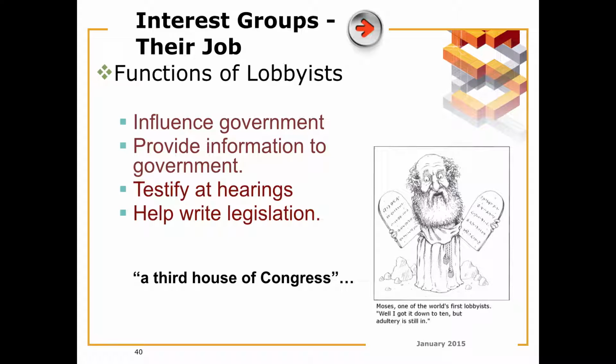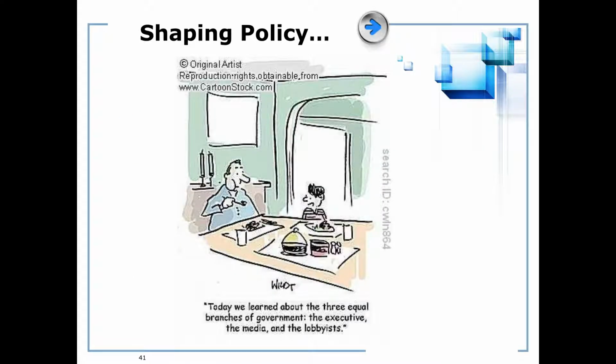Therefore, lobbyists really are, interest groups really are, a third house of Congress. We don't elect them, but they testify, they inform, they research, and they actually help write legislation, but they're not elected, which is a little bit scary, to say the least. And so their significant role is providing the information that helps shape policy. And I like this bottom here. Today we learned about the 3 equal branches of the government. Of course, nothing is equal. The executive, the media, and the lobbyists. Seems almost true nowadays, huh?